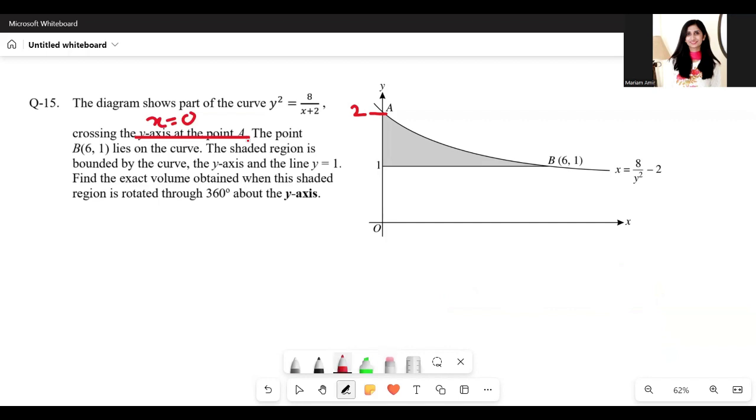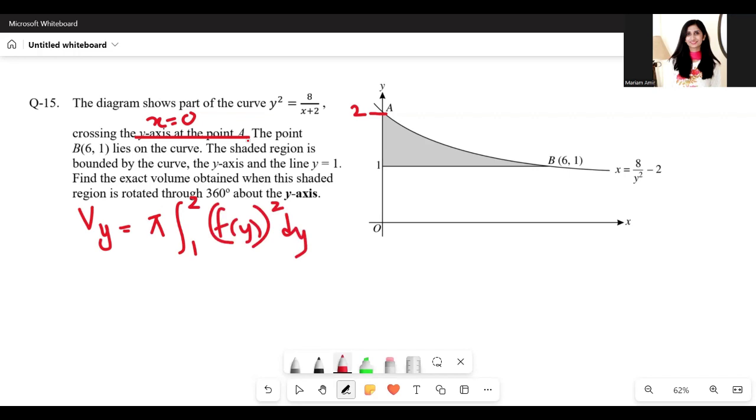So we know that the upper limit of the shaded region is 2. The point (6, 1) lies on the curve. The shaded region is bounded by the curve, the y-axis, and the line y equals 1. Find the exact volume obtained when the shaded region is rotated 360 degrees about the y-axis. The formula for volume of revolution about the y-axis is pi, with the lower and upper limits of y, which are 1 and 2 in this case, and the function should be in terms of y, which you square and integrate with respect to y as well.